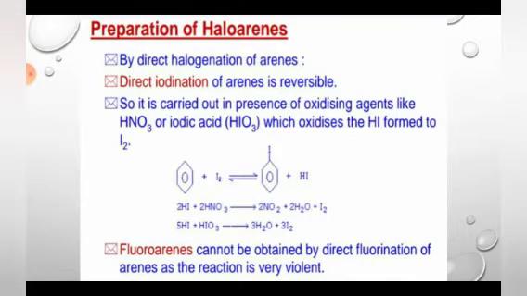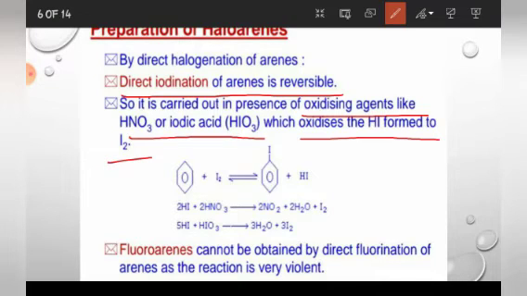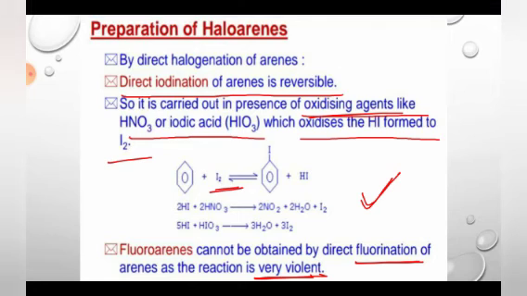Now see further. Iodination can also be done. But what you need to remember is that direct iodination of arenes is reversible. So it is carried out in the presence of oxidizing agents like HNO3 or iodic acid, which oxidizes HI to I2. Okay, you need to remember this. See, we have already done chlorination and bromination. For iodination, we require some oxidizing agents. Okay, but fluorination cannot be carried out because the reaction is very violent. Okay, fluorination cannot be carried out.